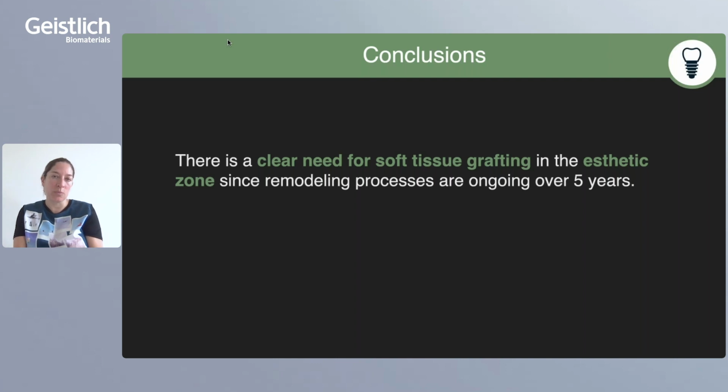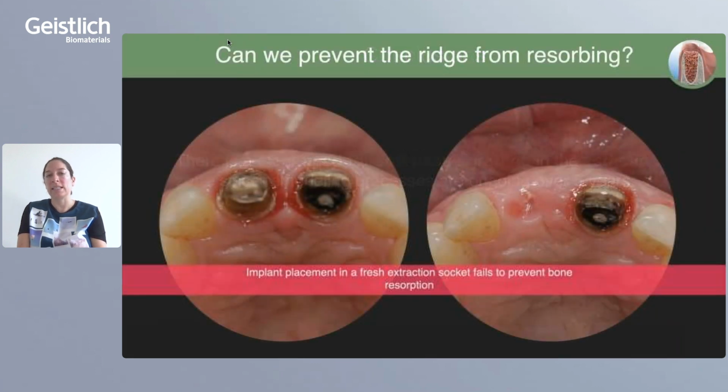So this is really an important take-home message: if you place immediate implants in order to compensate for the resorption that will happen, you will have to augment the hard and also, in the aesthetic site, the soft tissues at the time of implant placement.